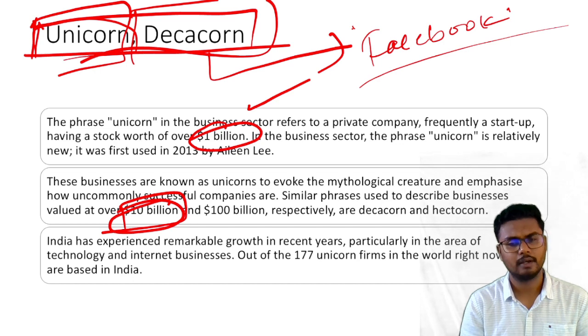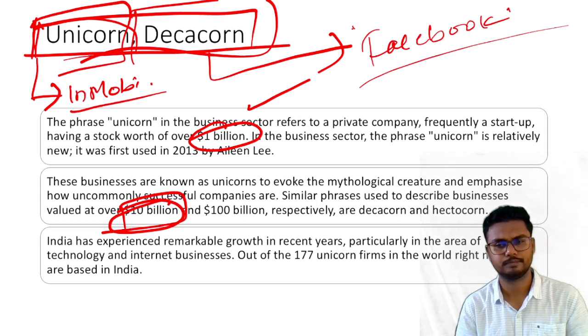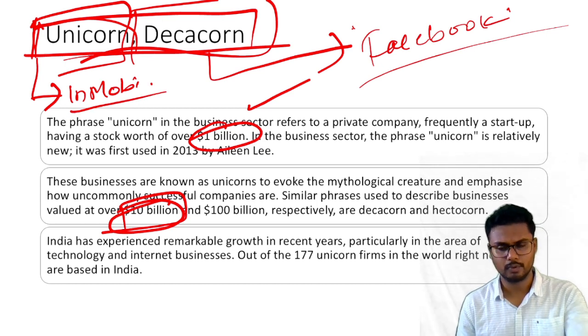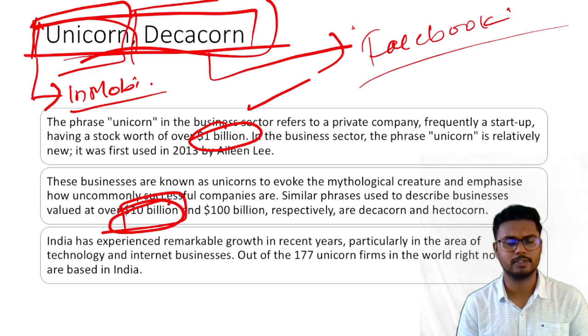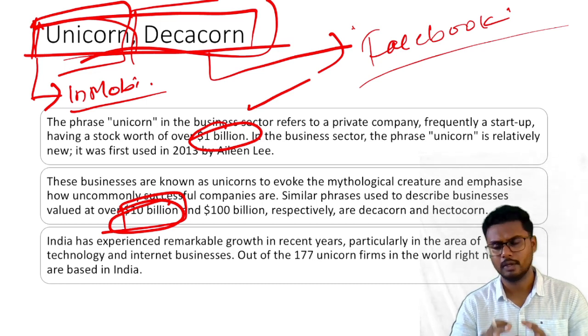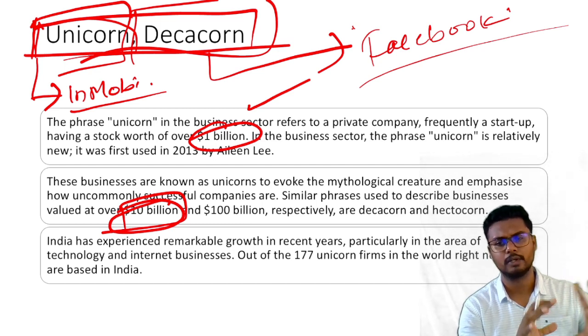First unicorn in India. There are two facts. First unicorn in India is InMobi. Just remember. You should be aware of these unicorns or decacorns, because if not in prelims, at least in mains you can utilize these facts, or even in the worst case in the interview, you can utilize these facts to support your statements, to justify your statements. Like you can show that you have complete knowledge about a particular topic.